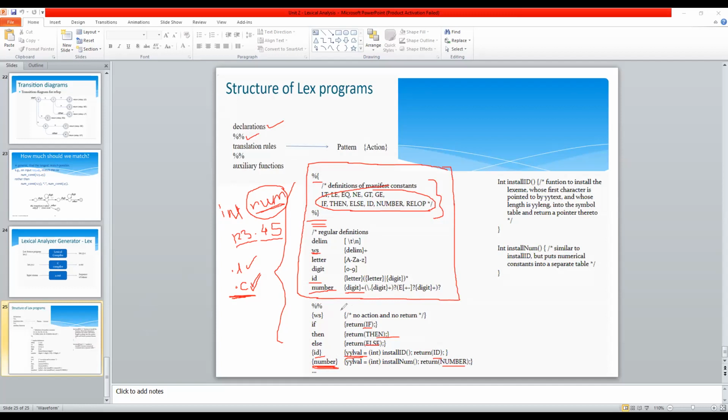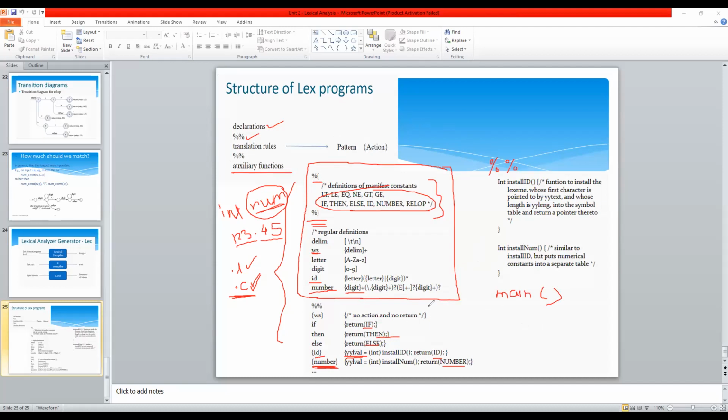So in that way, you are writing the translation rules section, and then it is again further followed by the double percent sign, which indicates the end of the translation rule section. And next you will have the function section. So whatever the functions you want to carry out, they are written here. So whatever the functions are there in this lex file, they are written in the auxiliary functions. Okay, so this is the structure of a lex program.